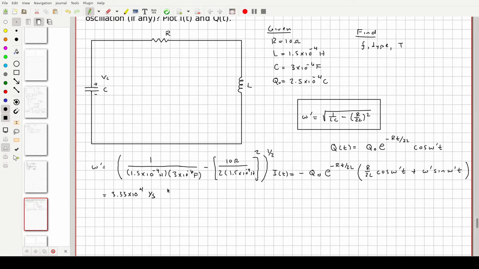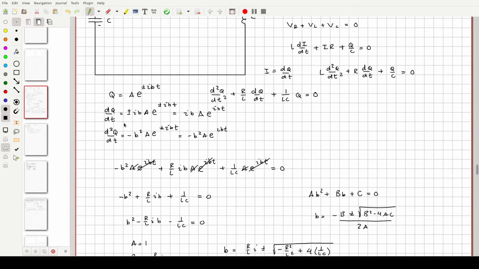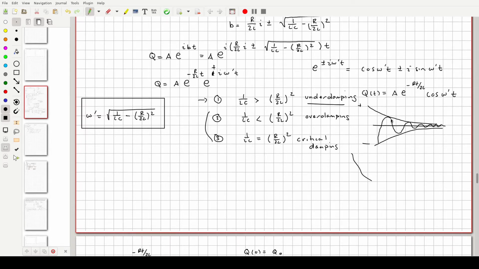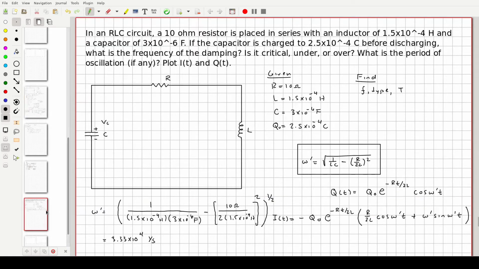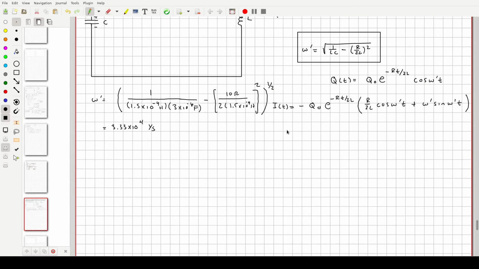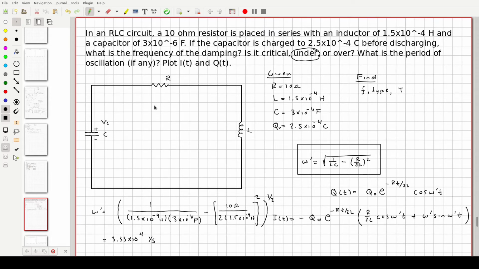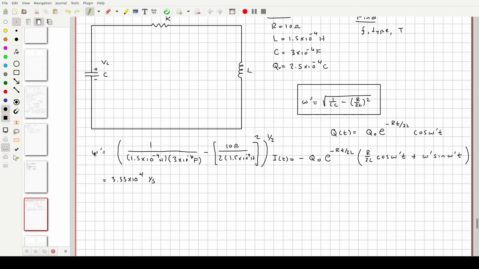It's a positive number. So if I go over here and look at the bottom with my damping types, underdamping, overdamping, critical damping, when this is greater than this, it's a positive number under the square root, which means that I'm dealing with a situation that's underdamped. So what type of damping is this? It's underdamping. So we have our angular frequency.